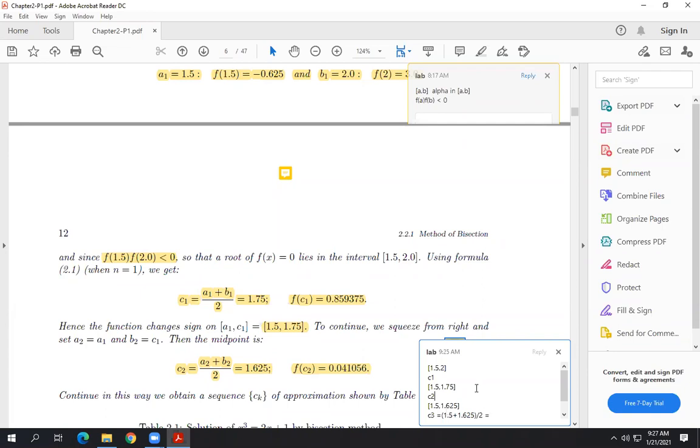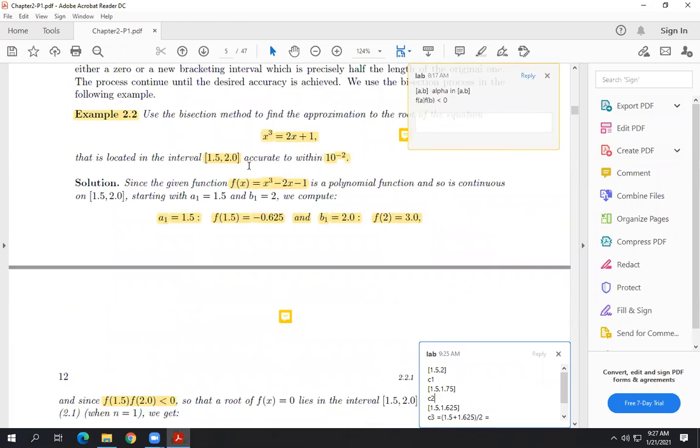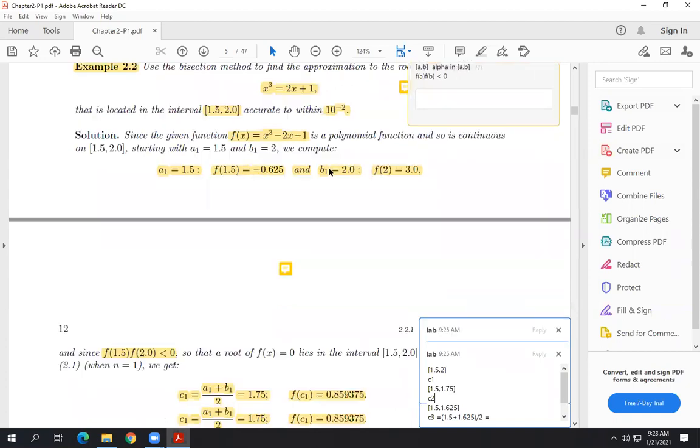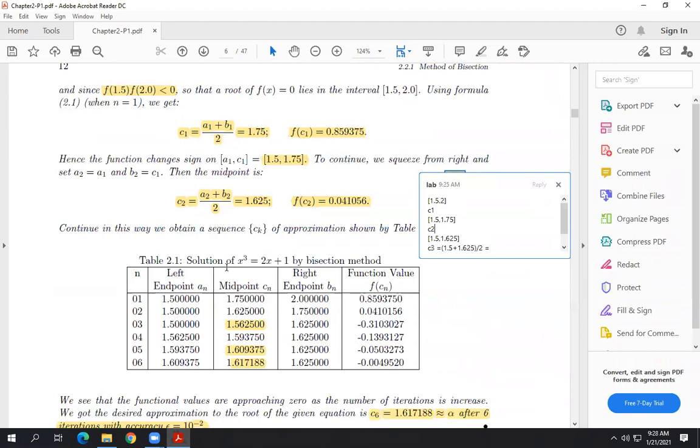But this is the way I give you the problem in the exam. But in the book, I say, find the approximation using 10 minus 2 accuracy. That means you have to check that the difference between the new approximation and the old approximation should be less than 10 minus 2. When I check this one, how many iterations do we have to do? We have to do 6 iterations, and 6 iterations is too much.